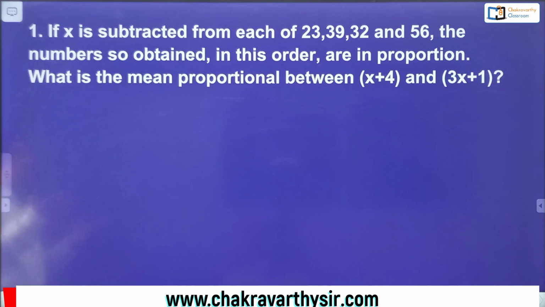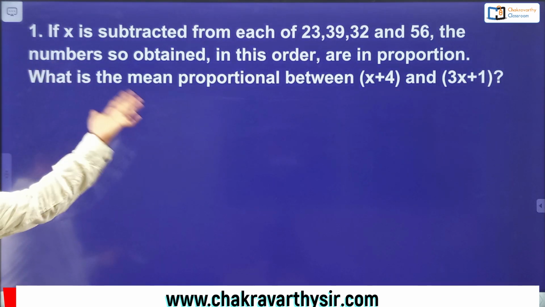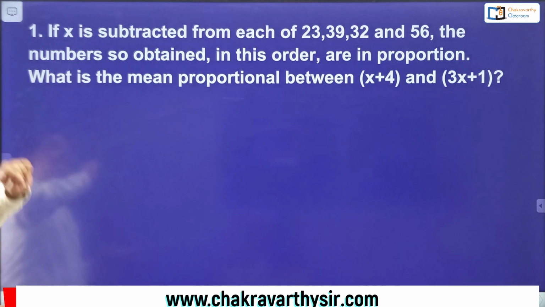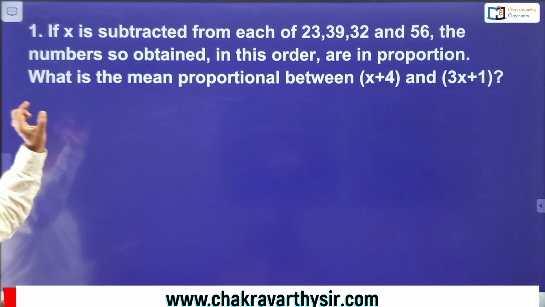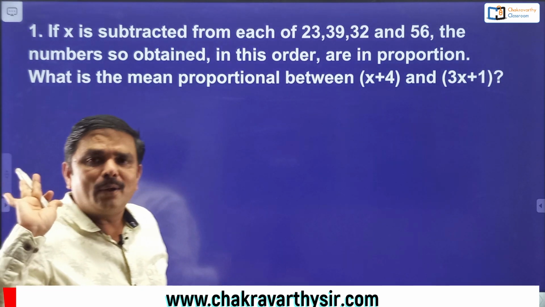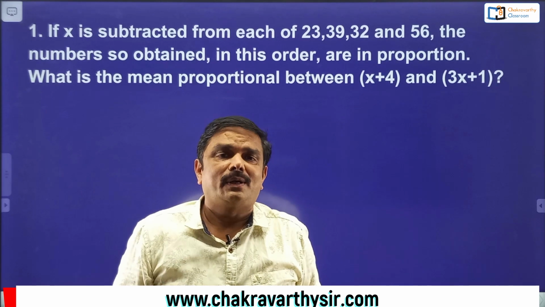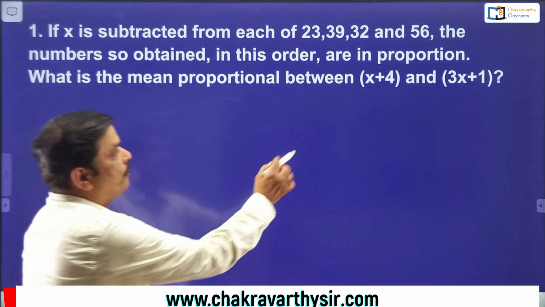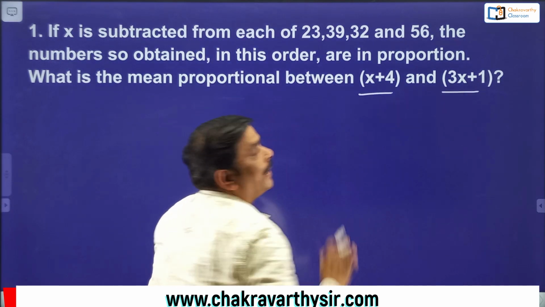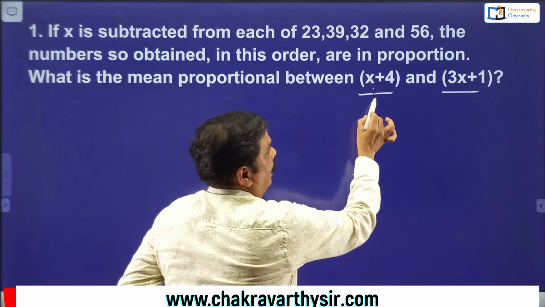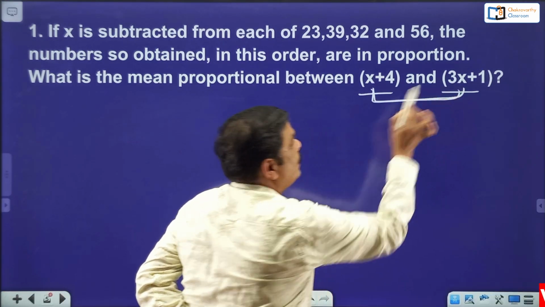Read the question properly. The first technique is that while reading the question, you need to analyze it. What is this one? If x is subtracted from each of 23, 39, 32 and 56, the numbers so obtained in this order are in proportion. I hope all of you know what proportion is. Then what is the mean proportional between 4x and 3x plus 1? That means I need to find the mean proportional of these two numbers.